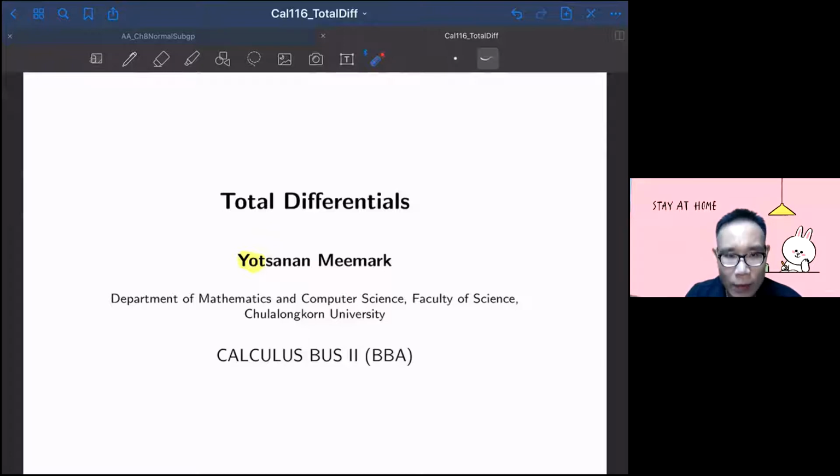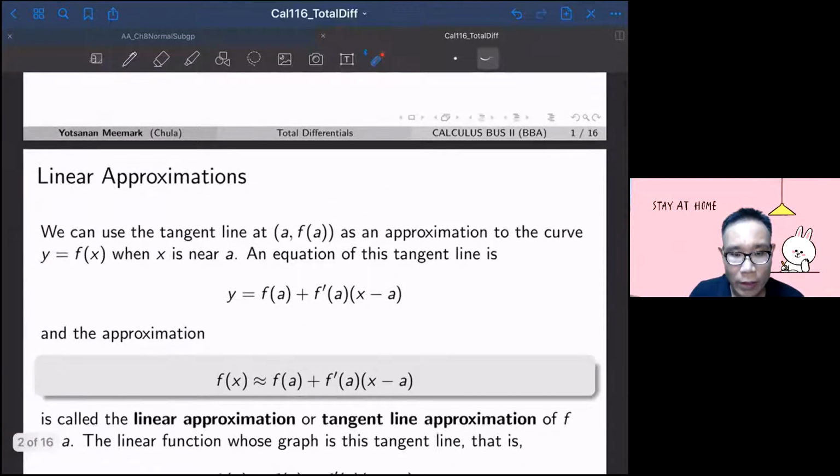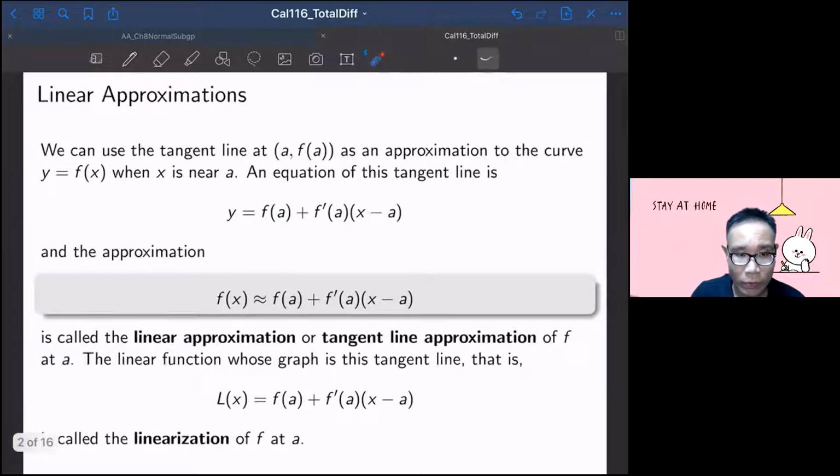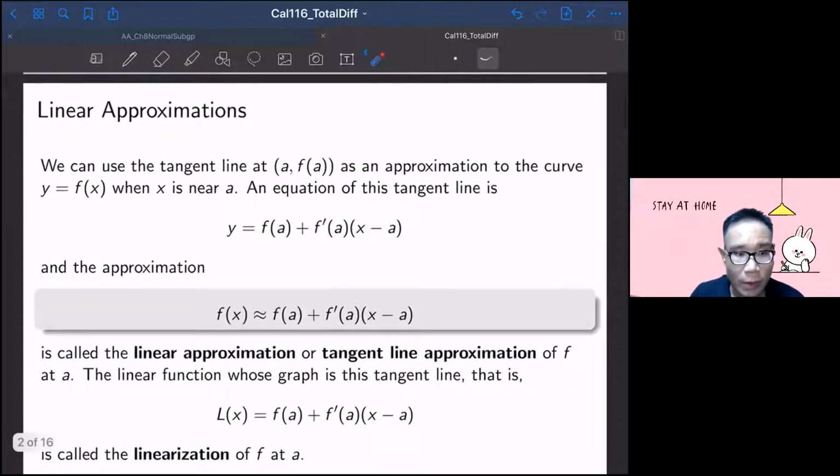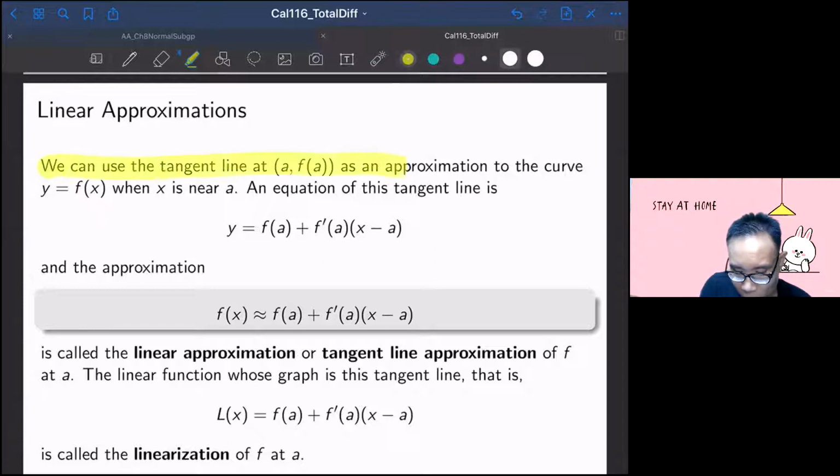The first week that we're going to study is about the total differentials. The total differential is something that you may or may not have seen in Calculus 1. The first topic that we're going to do is linear approximation. We can use the tangent line at a, f(a) as an approximation to the curve y = f(x) when x is near a.